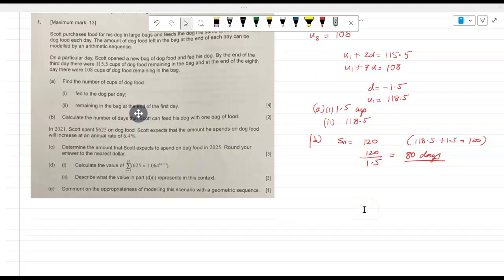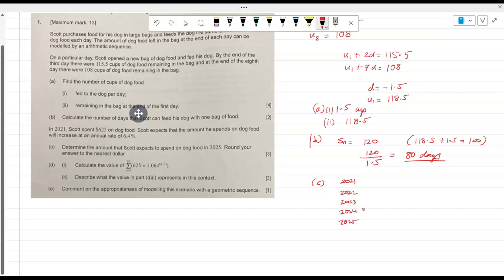So what you have over here is n equals 221, 222, 223, 224, 225. Correct? Now, in that year you spent 625. At the end of the year there's an annual rate increase of 6.4%. So next it will be 1 plus 0.064.